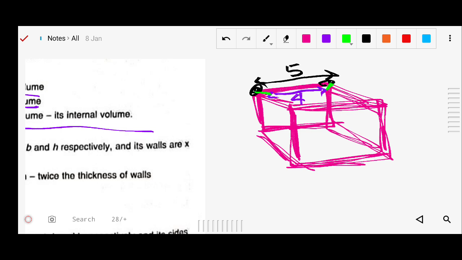Whenever it is external, we take edge to edge, meaning outside edge to edge. When we take the internal, that means the inside one, so the width of the material is excluded, right? If this is the internal, this is your external. So the difference is the width or the size of the material which is used.